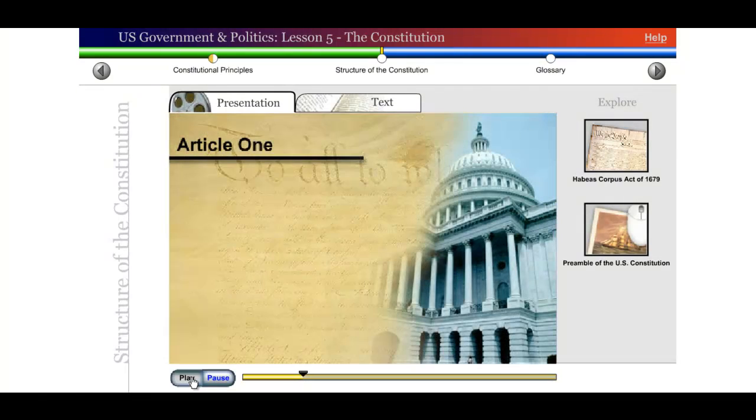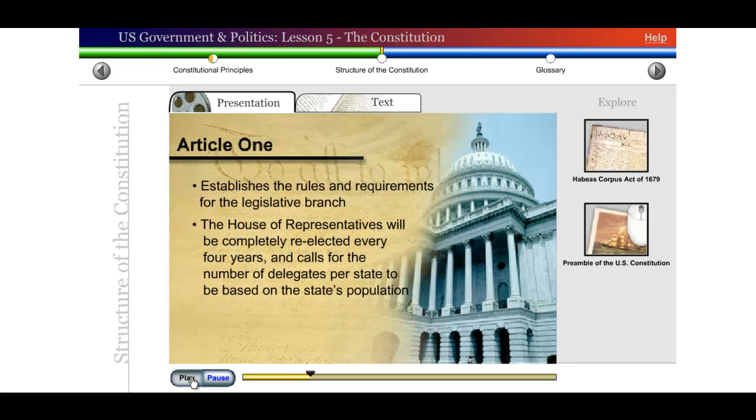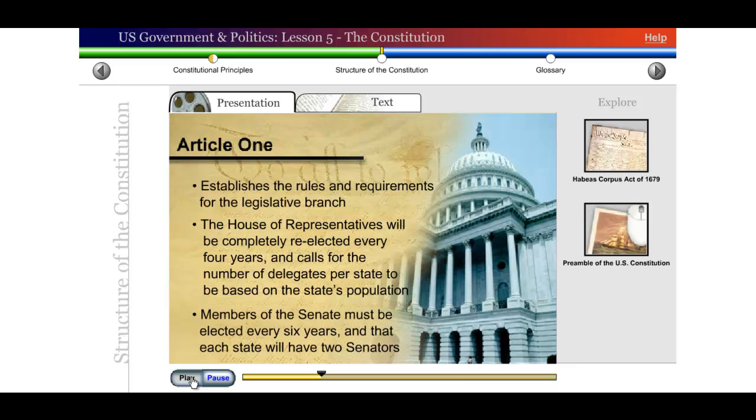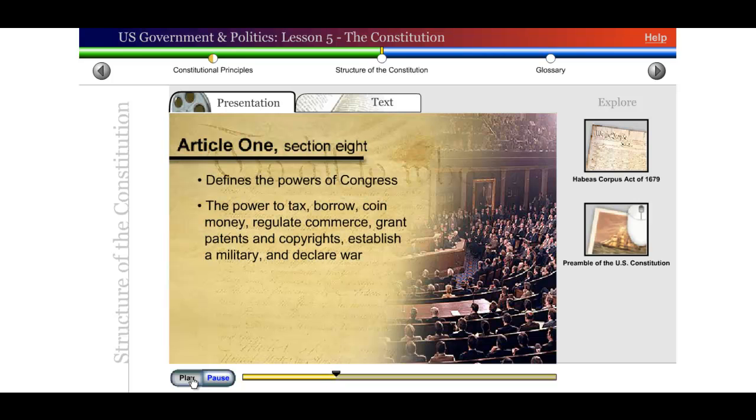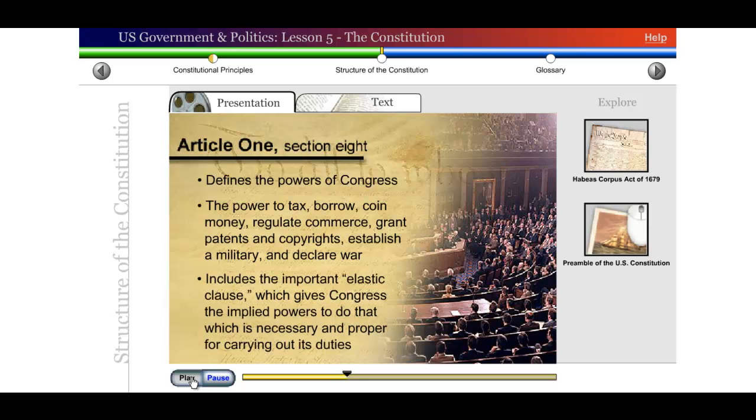Article 1, perhaps the most inclusive, establishes the rules and requirements for the legislative branch. It states that the House of Representatives will be completely re-elected every 4 years, and calls for the number of delegates per state to be based on the state's population. Article 1 also states that members of the Senate must be elected every 6 years, and that each state will have 2 senators. Section 8 of Article 1 broadly defines the powers of Congress, including the power to tax, borrow, coin money, regulate commerce, grant patents and copyrights, establish a military, and declare war. It also includes the important elastic clause, which gives Congress the implied powers to do that which is necessary and proper for carrying out its duties.